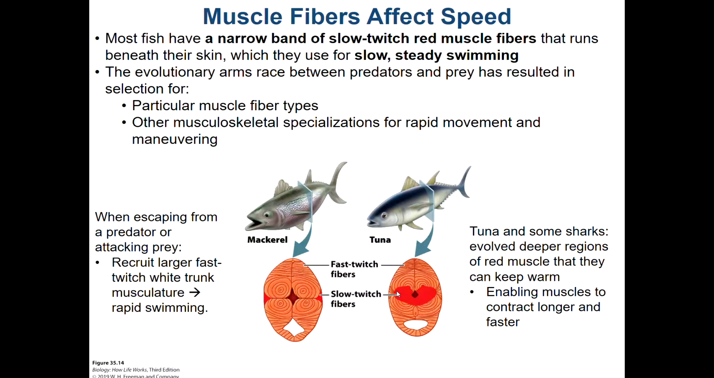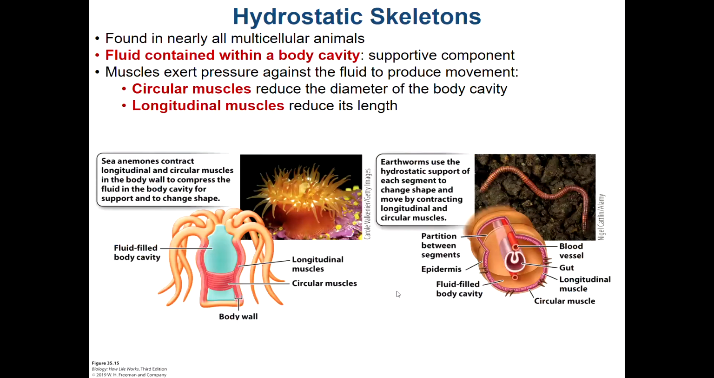So let's talk about skeletons now that we know all about muscles. You cannot have muscles work without some form of skeleton. So hydrostatic skeletons are found in nearly all multicellular animals. In hydrostatic skeletons, there's fluid contained within a body cavity. This fluid is the supportive component. It helps to keep the shape of that skeleton. Muscles exert pressure against the fluid to produce movement.